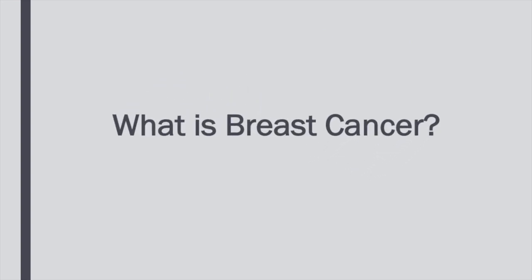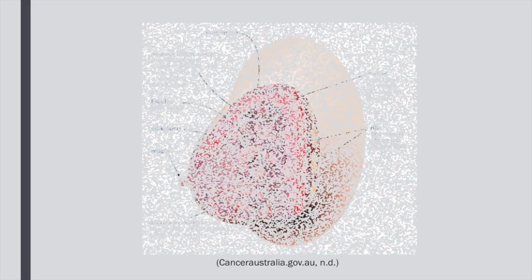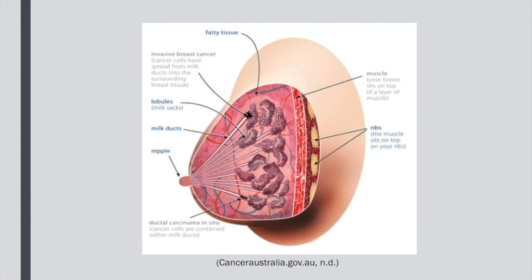What is breast cancer? Breast cancer is cancer that develops in breast tissue. The structure of breasts consists of lobules and ducts surrounded by fatty and connective tissue. Surrounding the breasts are lymph nodes, which are part of the lymphatic system that help to protect the body from infection.